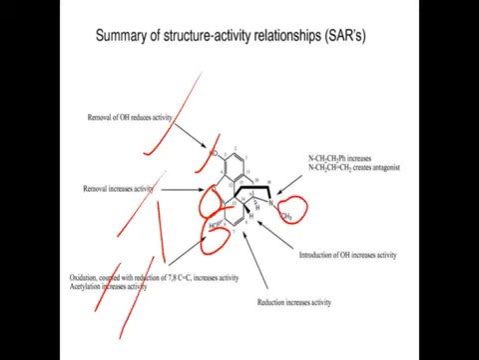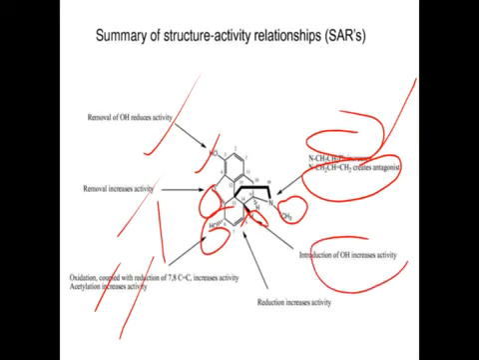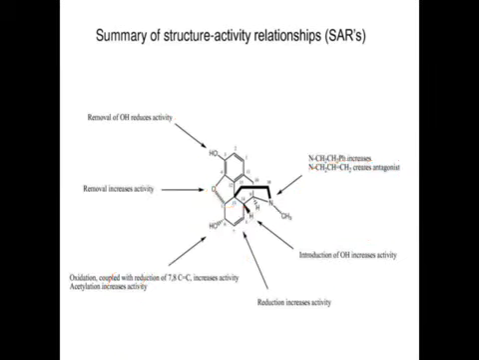This nitrogen, if it is converted into a CH2 CH2 phenyl group, it will increase the activity. But if it is converted into the allyl group, it produces the antagonist activity. As well as at this 14 position, if a hydroxy group is introduced, it will increase the activity. And this double bond, if it is removed, that is, reduction of this double bond takes place, it will increase the activity.